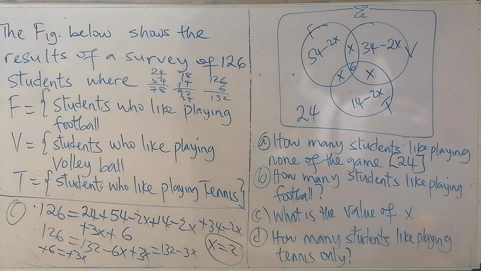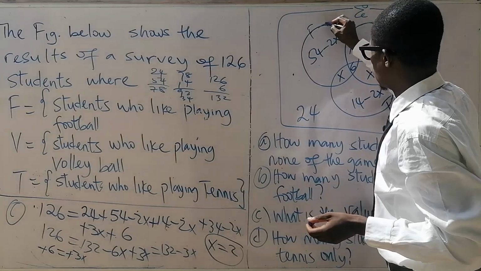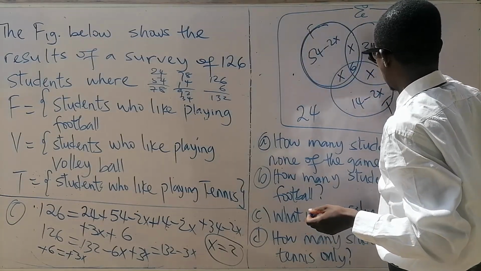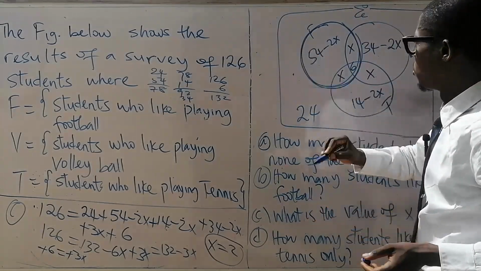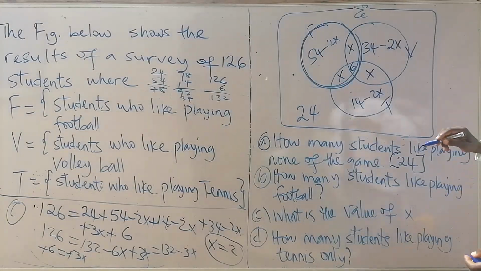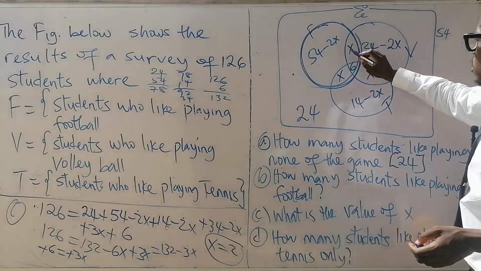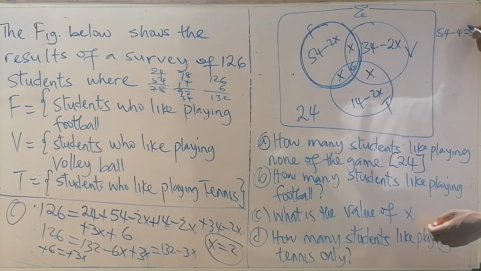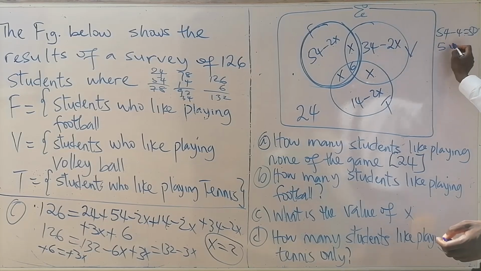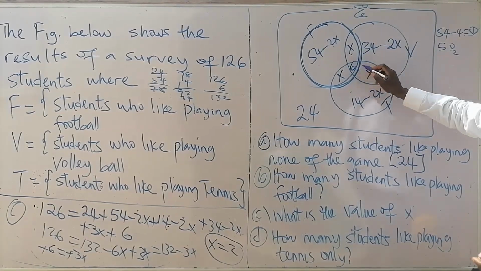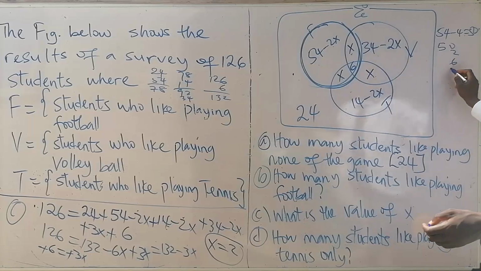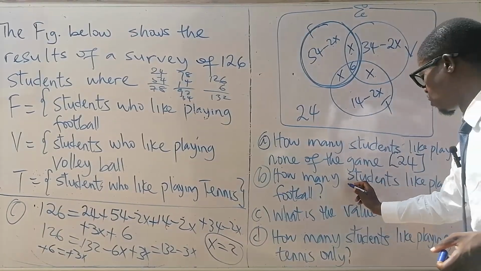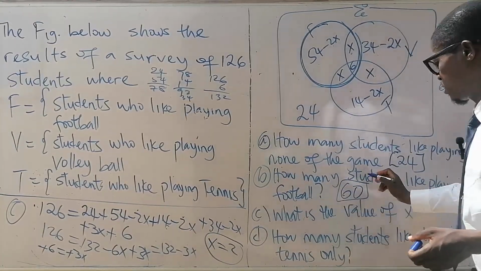Then we can now go back to how many students like playing football. Football is going to be the whole of this circle. The whole of this. That's a football. And that will be equal to 54, 2 times 2, that's 4, minus 4. That's a 50. 50 plus 2 plus 6 and then plus 2. Those are the ones who like playing football. They are 60.